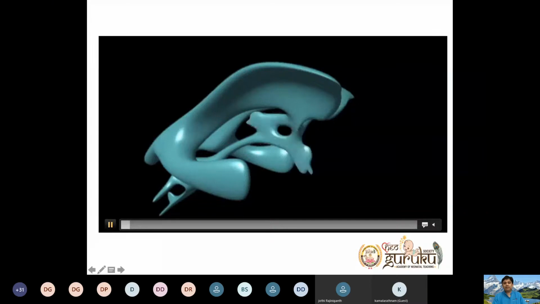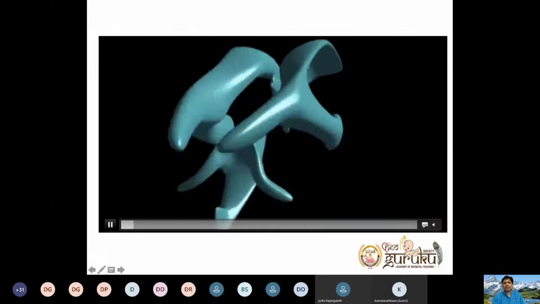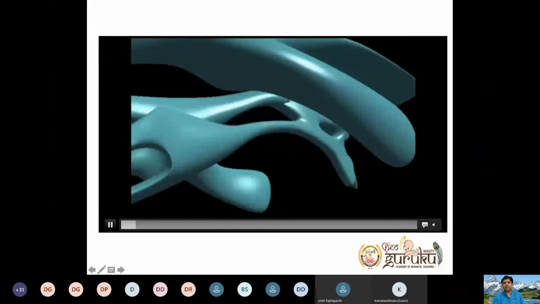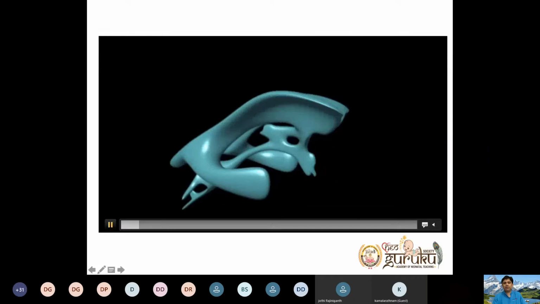This is the third ventricle. Then we have fourth ventricle. Then we have aqueduct of Sylvius connecting third ventricle to fourth ventricle. So now let us rotate the image and see. This is the ventricles, how it is placed.